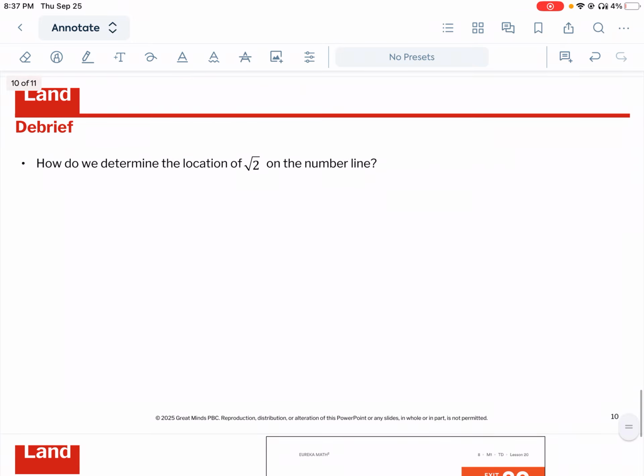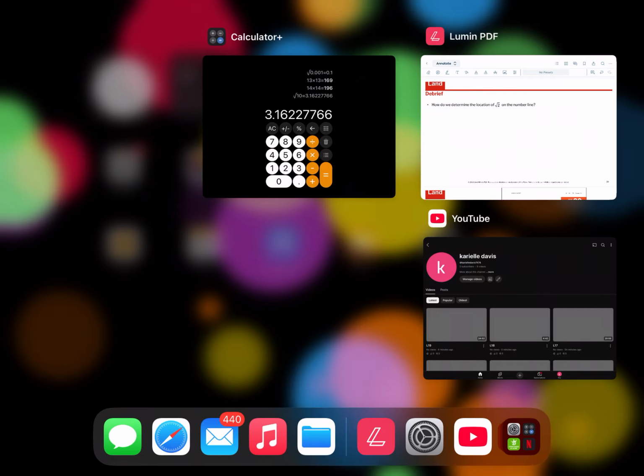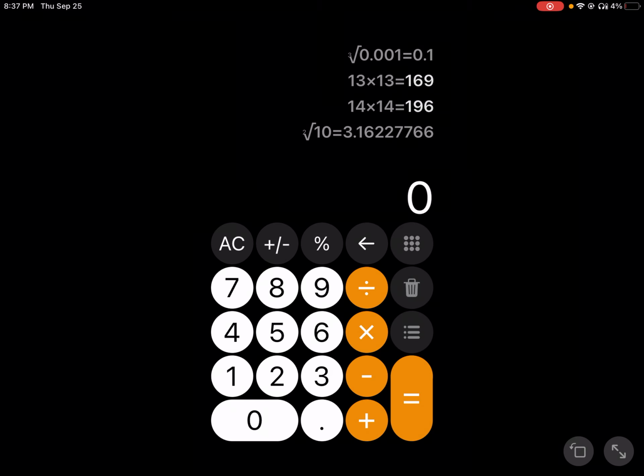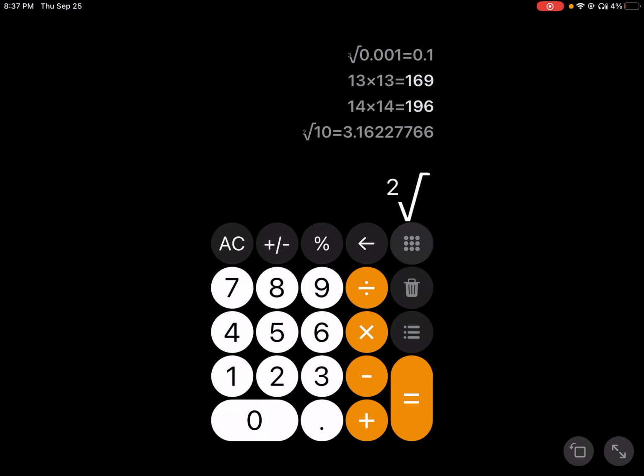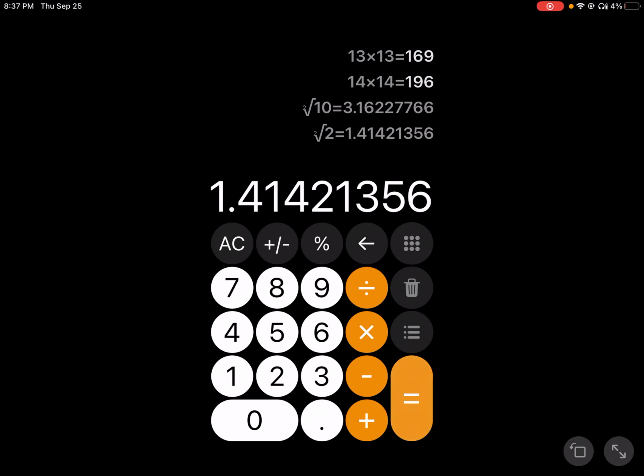Here's our debrief. How do we determine the location of the square root of 2 on the number line? You would utilize your spiral of Theodorus, which looks like a seashell. That's what you were just drawing out. Or you can just plug the square root of 2 in on the number line, and I'm going to do that in my calculator. You can plug it into your calculator. That gives you 1.414.